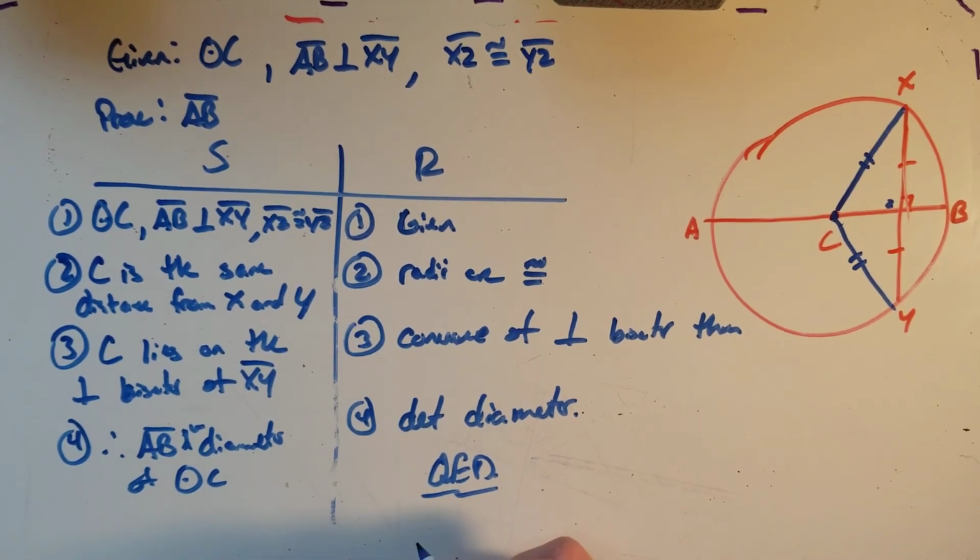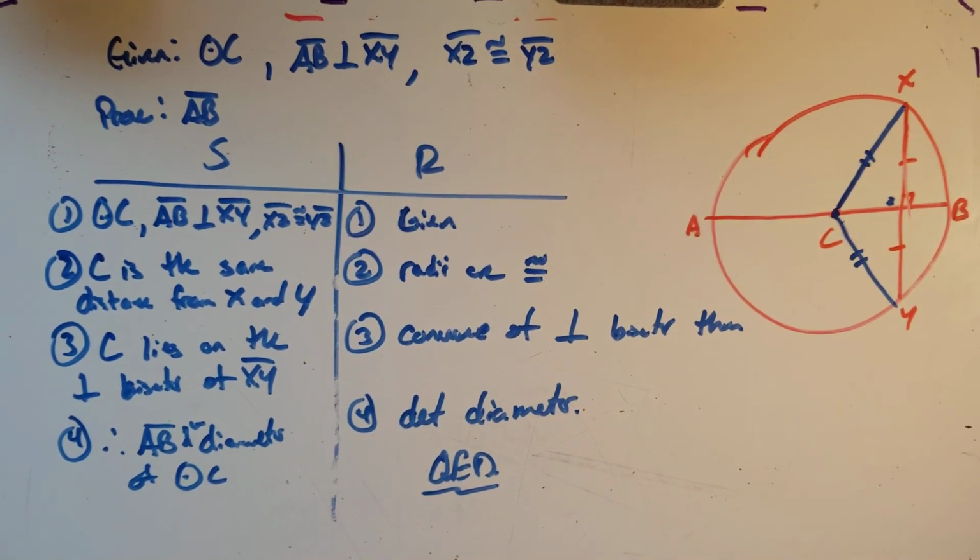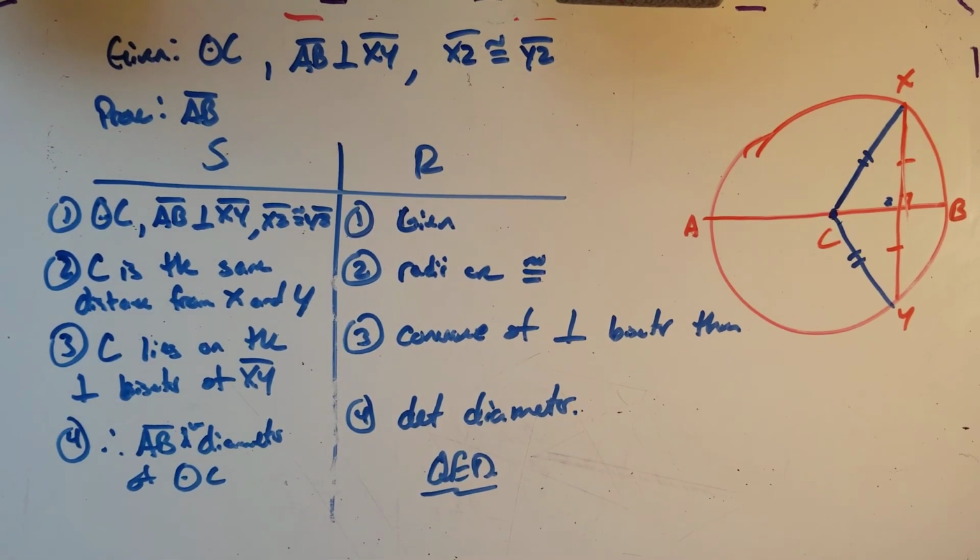Alright, so that basically summarizes our 3 theorems of the day. Now that we know these 3 theorems, we've proven them, we can use them to find missing measurements. We can use them now whenever we're doing problems with circles.